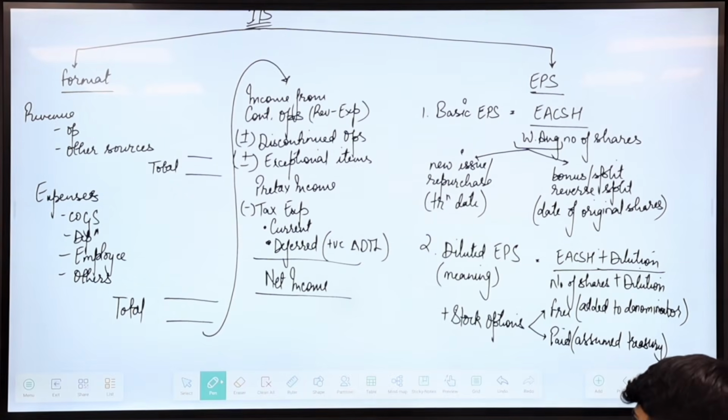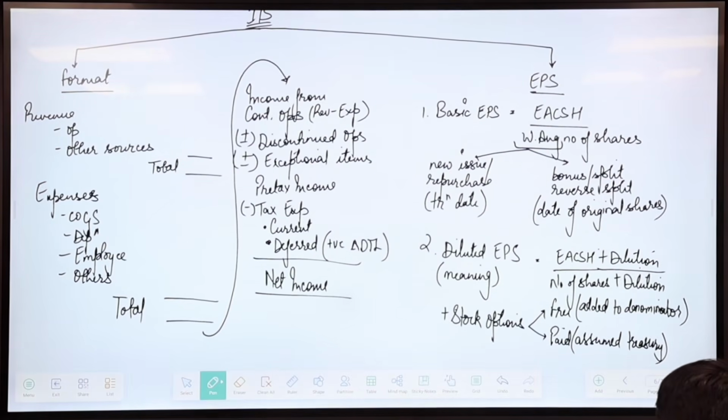So paid part completely ignored, free part will be added to denominator. So for most of the securities, you have to remember a rule that diluted EPS can never be more than basic. So in exam, if you get a question where mathematically diluted EPS is a higher number, you'll mark it equal to basic. So for most securities, even though the question is of diluted EPS, you still need to calculate the basic to make sure you're not making a mistake.